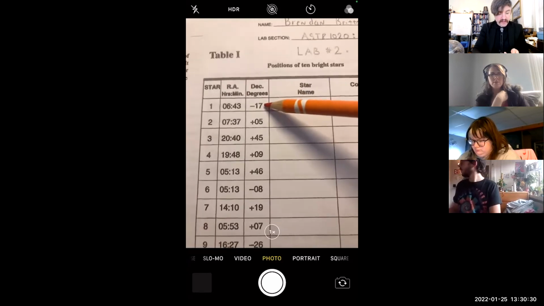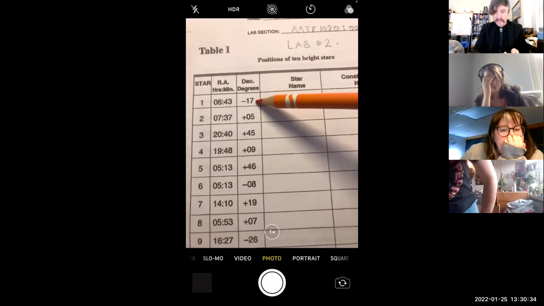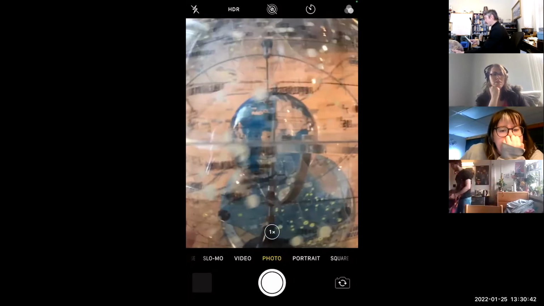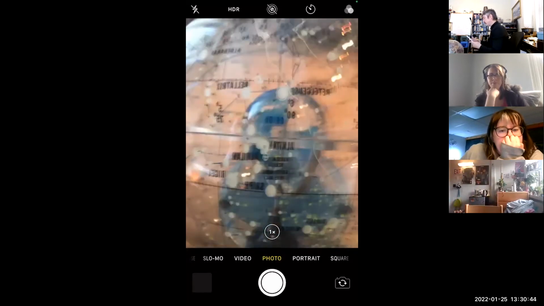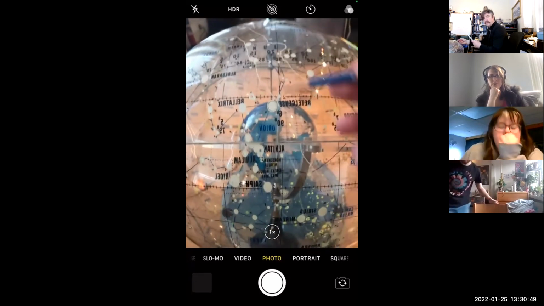So why don't we get into it and let's see if we can find a star. The first star of interest is at a right ascension of 6 hours and 43 minutes and negative 17 degrees dec. So what I'm going to do is rotate my globe here, until I get to 6 hours of right ascension. Does this look okay on your screens, guys? You can see this pretty good?